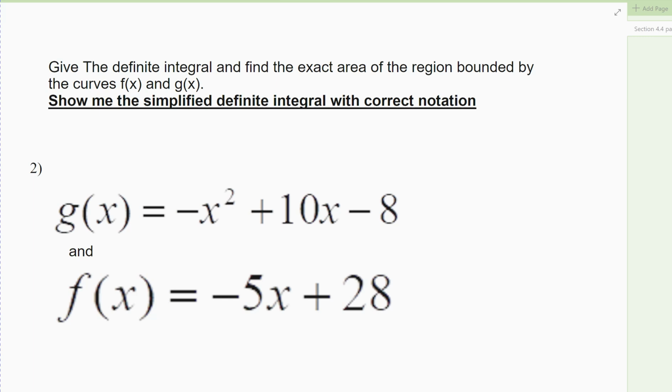All right, so I've got two functions here. Again, I've got a parabola and a line, and you can do it algebraically or by hand again, as long as you show me. If you're solving it algebraically, make sure you show me algebraically. If you're solving it graphically, make sure you show me the picture and how you got your answers. So show me the definite integral with correct notation, and then, if you're solving algebraically, show me the algebra. If you're solving graphically, show me the graph.